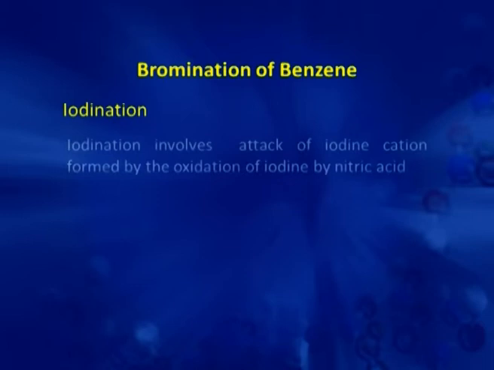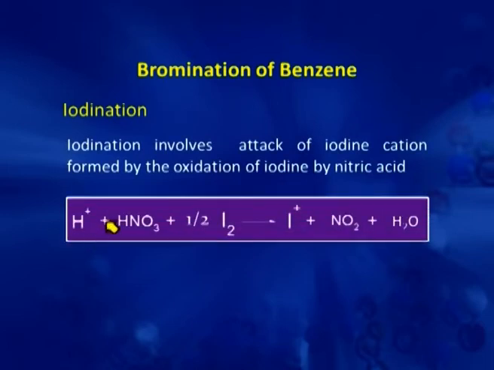For iodination, the nitric acid here helps in generation of an electrophile I plus, and as I told you before, this reaction is very slow. So, for iodination of benzene, there are many other good methods for a reaction.